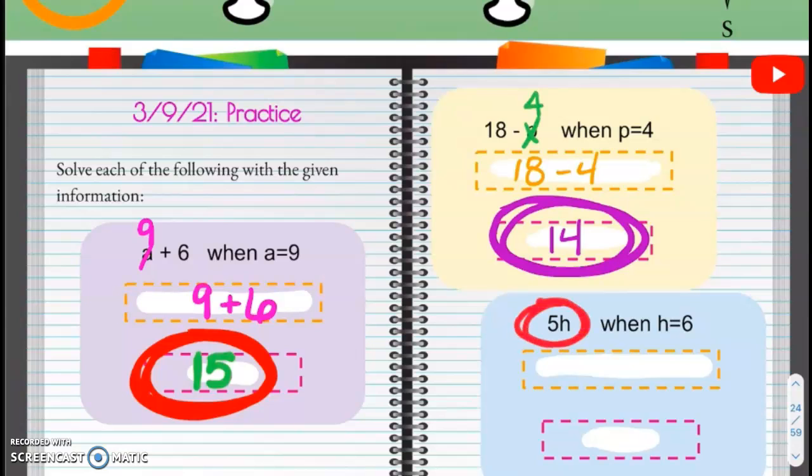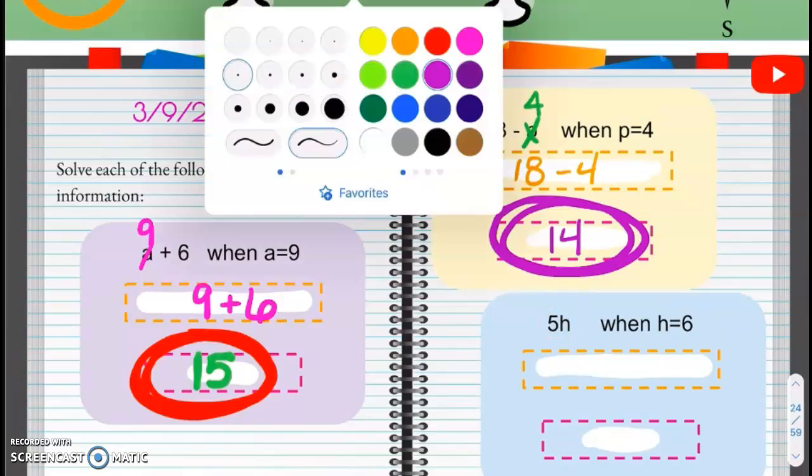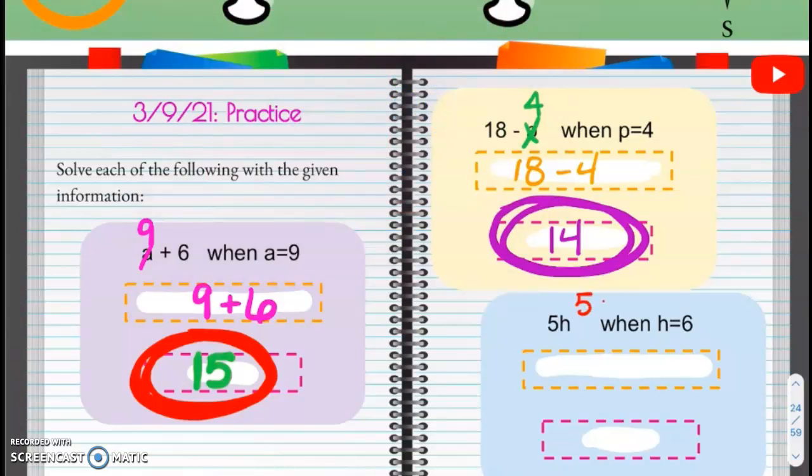How about 5h? Remember, if we have a number right in front of a variable or right in front of a letter, that means multiply. So this means 5 times h. And this says h equals 6. So when I replace that h with a 6, then we have 5 times 6.